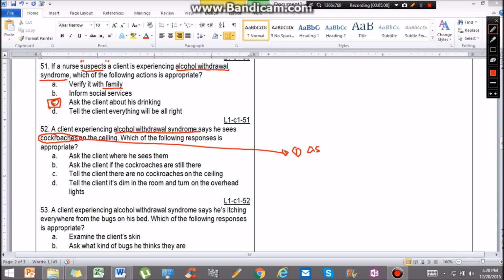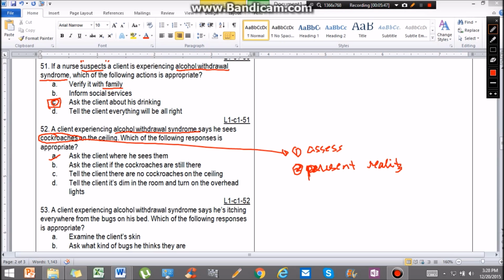Number one, you need to assess first. You need to perform your assessment. After assessing that there is no cockroach, then that's the time you present reality. Now going to the situation, asking the client where he sees them is not an assessment, because you do not need to ask the client. Just by merely looking up, you can verify if there are cockroaches or not. If you ask the client where he sees them, it's like you're supporting the hallucination.